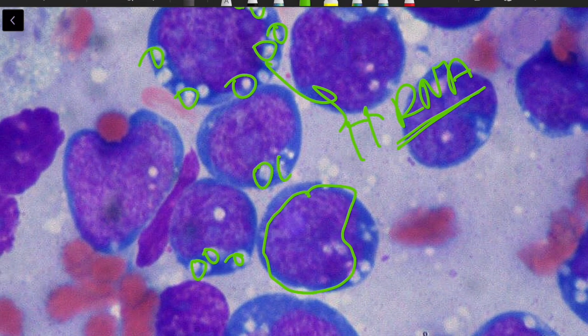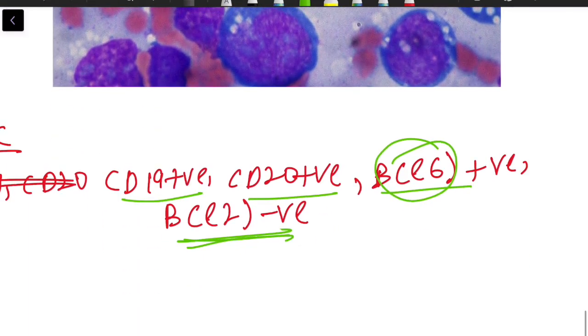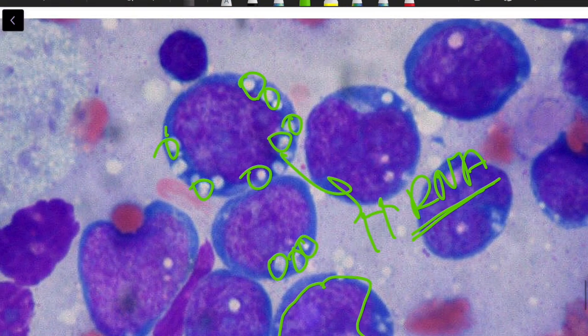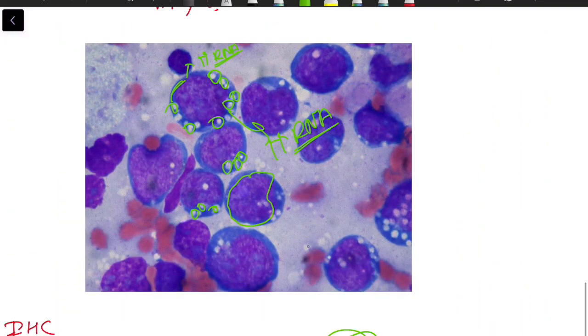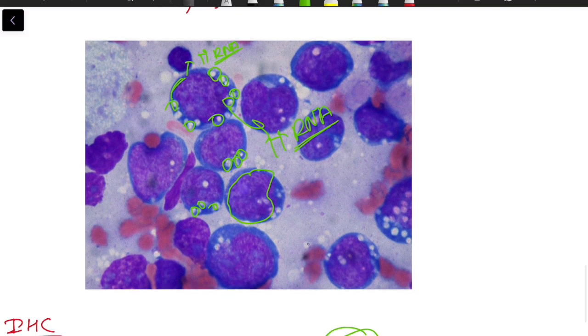So we see vacuolated cytoplasm, and the blue cytoplasm is because of the increased expression of RNA. Since it is still rapidly dividing and the MYC gene is causing it to produce a lot of proteins, and for producing proteins you need the expression of RNA. So yes, the RNA is being produced very much, that is why we see a blue cytoplasm.